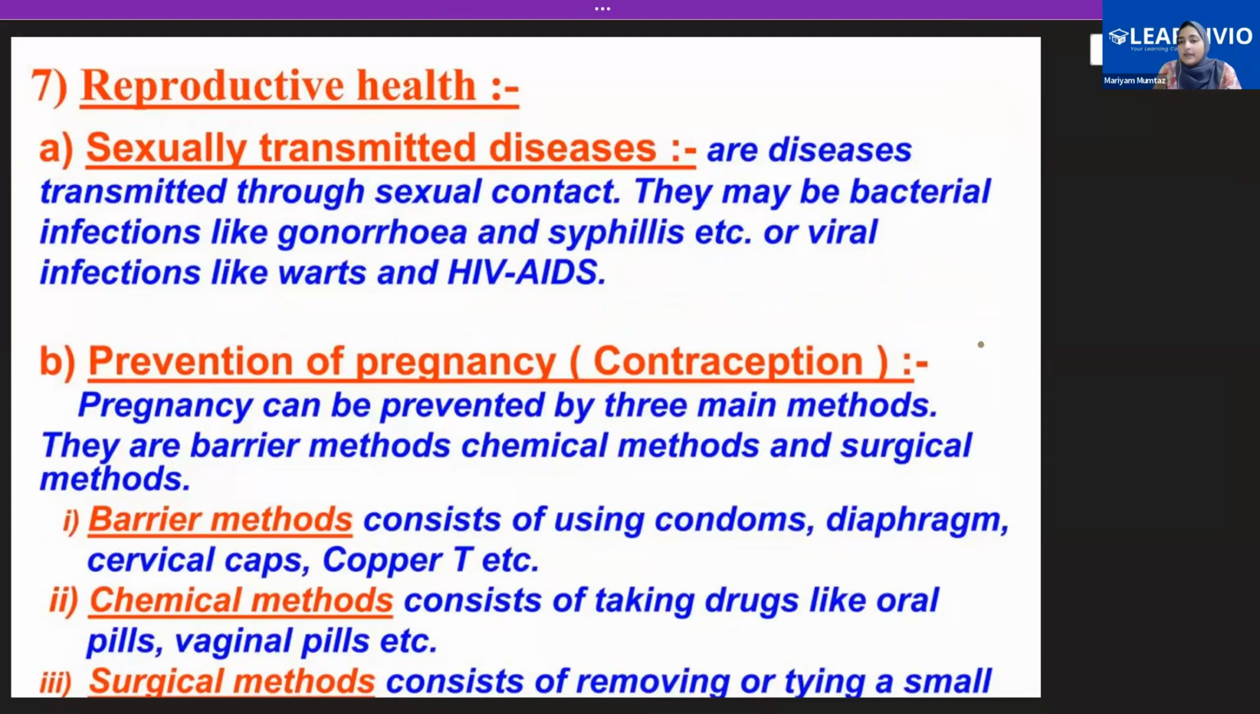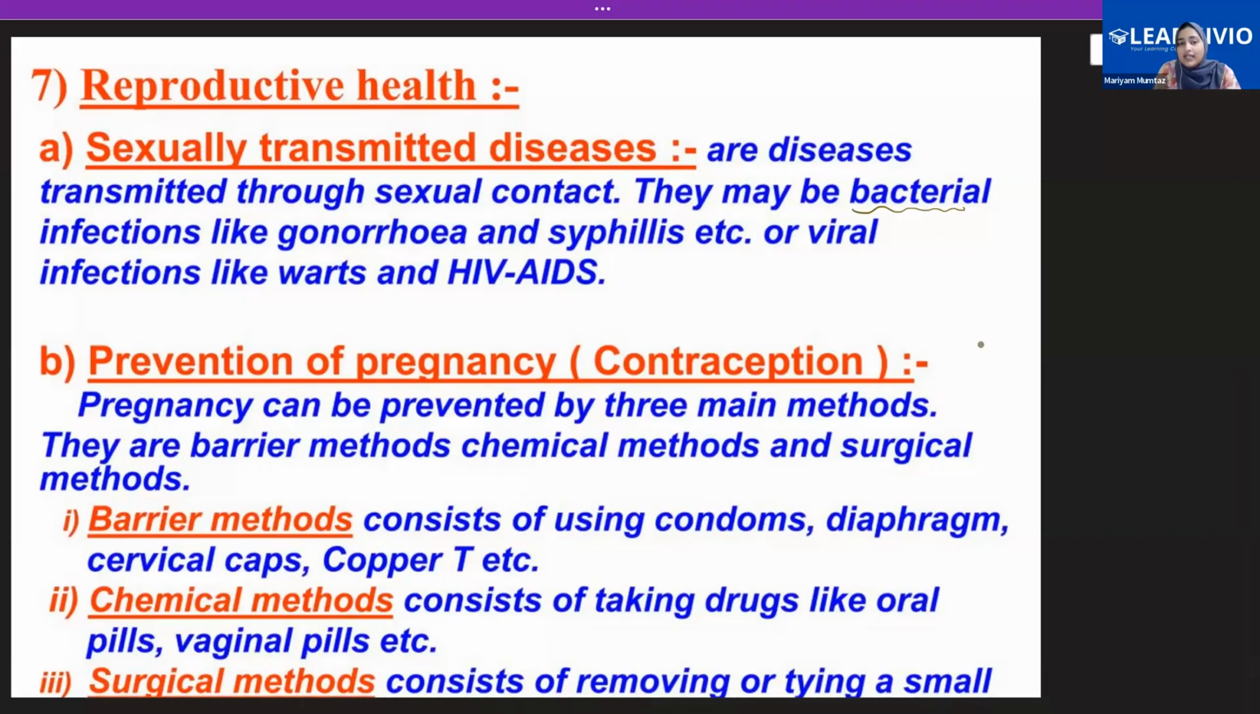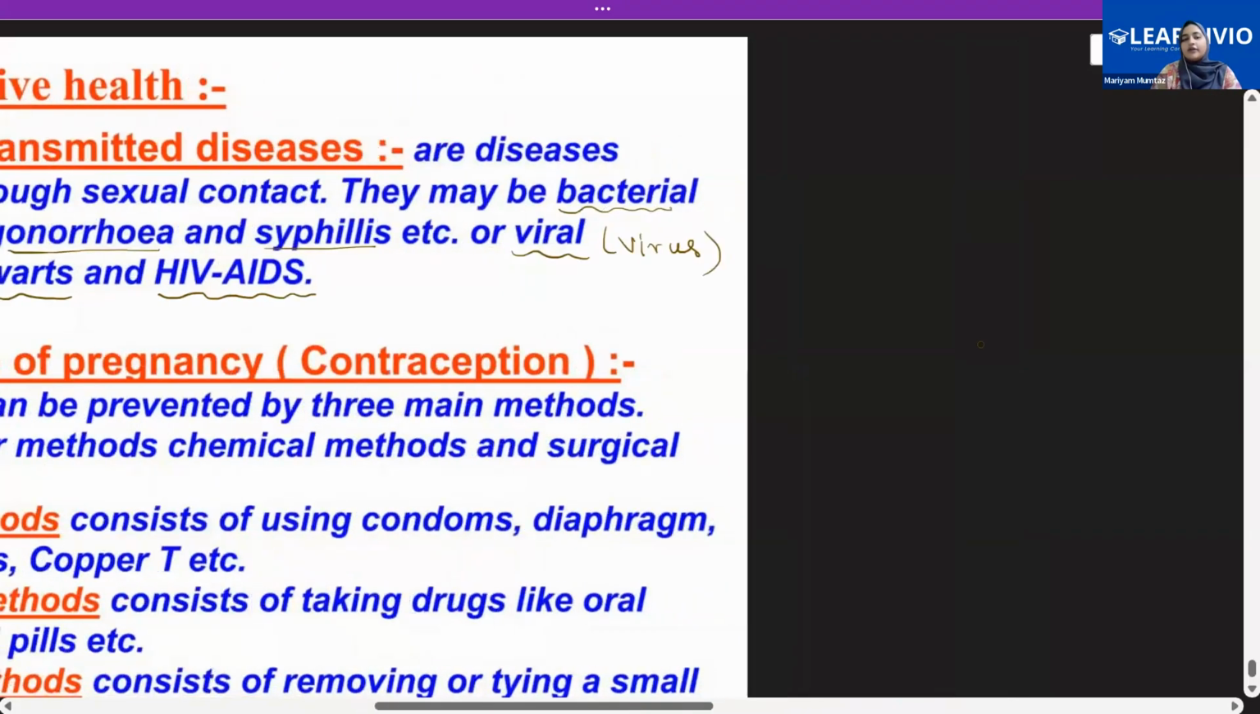These diseases can be caused by bacteria, in which case the diseases are gonorrhea and syphilis. And it could also be viral. Viral means because of viruses, right? So it would be warts, and the deadliest is HIV/AIDS, right? Now, these are diseases associated with the reproductive parts. Do you know what is the full form of HIV?